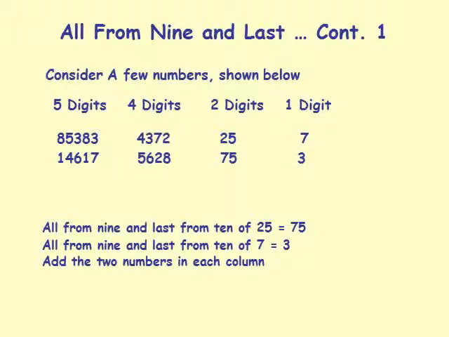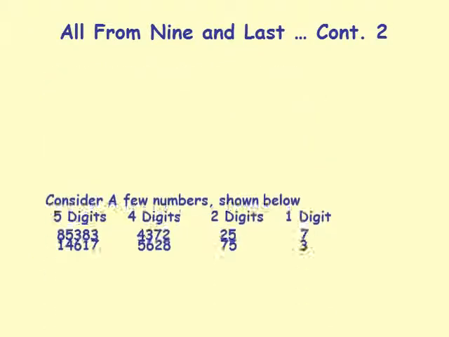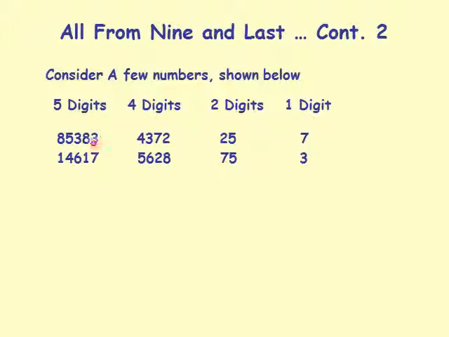Let's continue here. Now we would add these numbers in each column. These two numbers together, and these two numbers together, and these two numbers together. When I add these two numbers together, I get 100,000. When I add these two numbers together, I get 10,000. When I add these two numbers together, I get 100. When I add these two numbers together, I get 10.